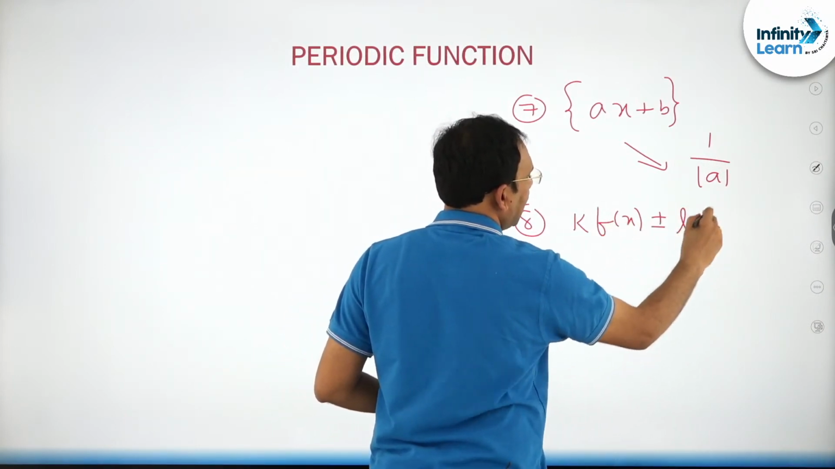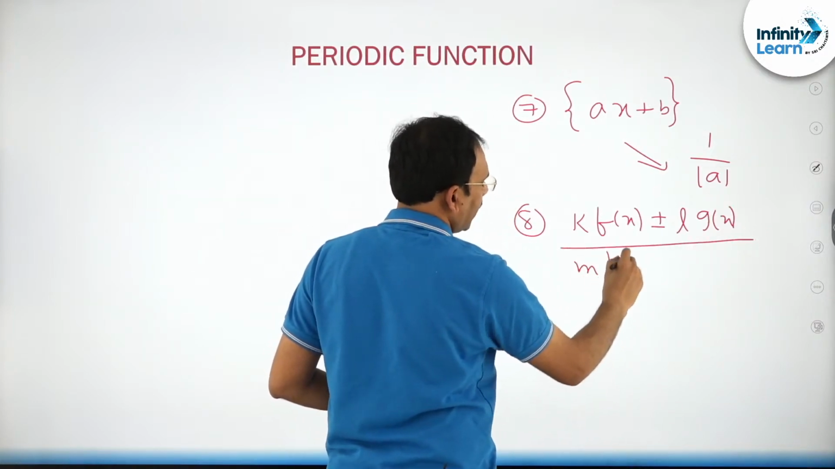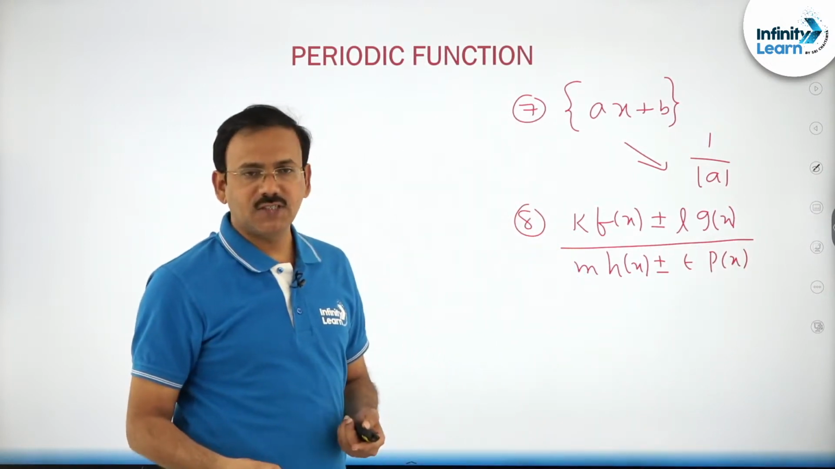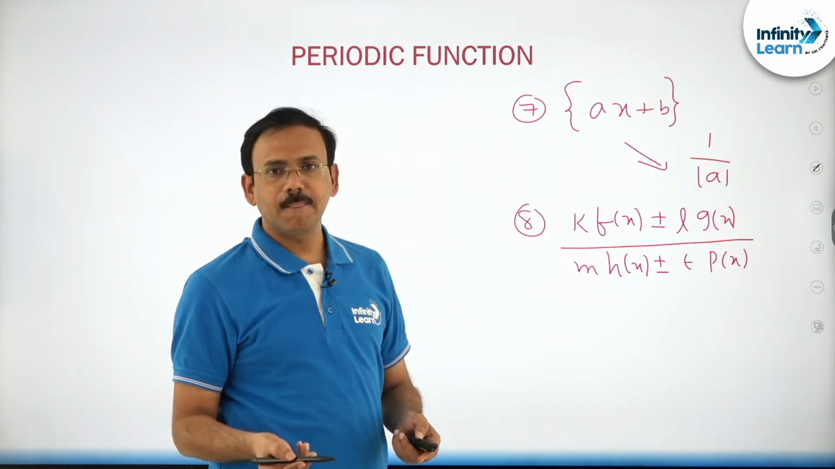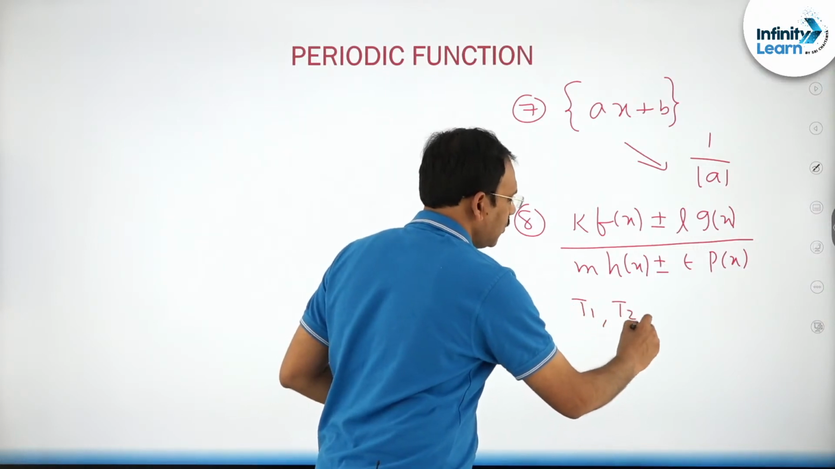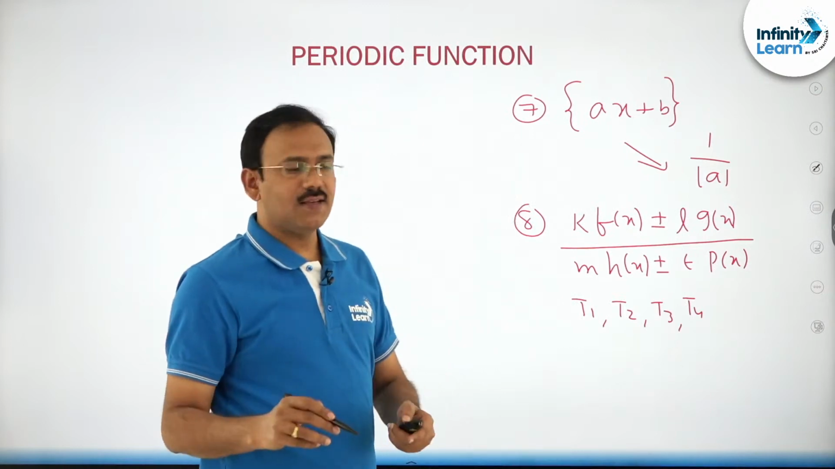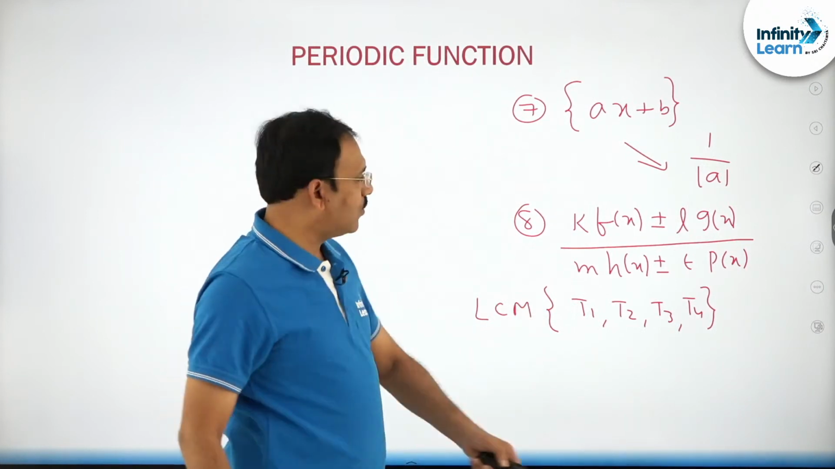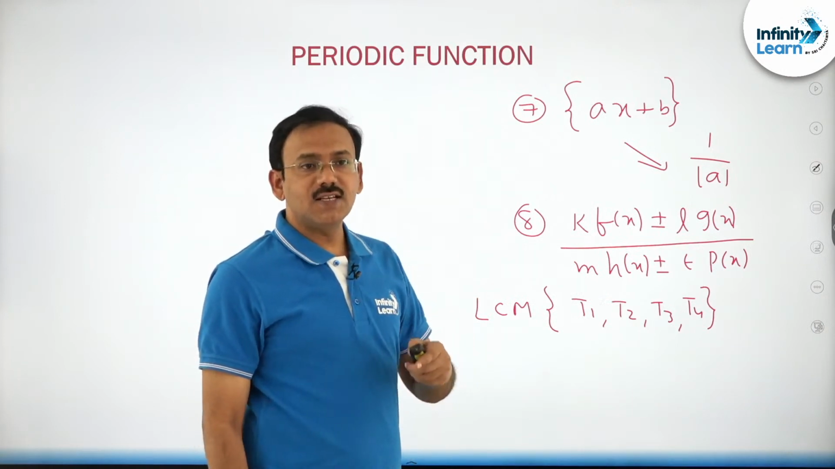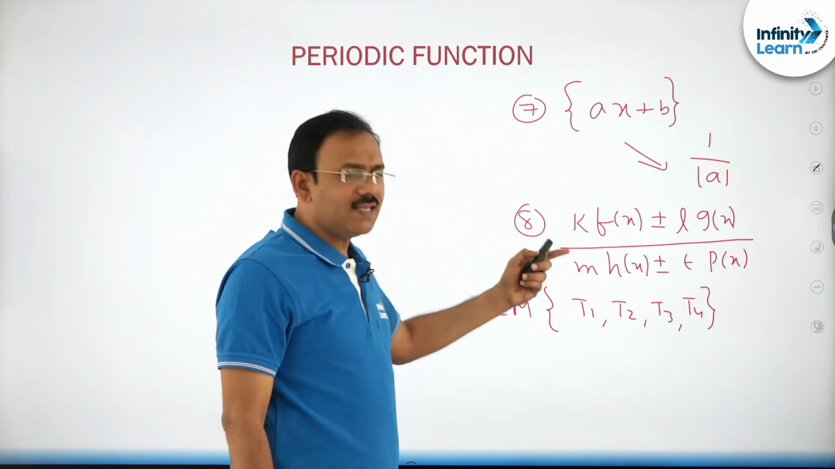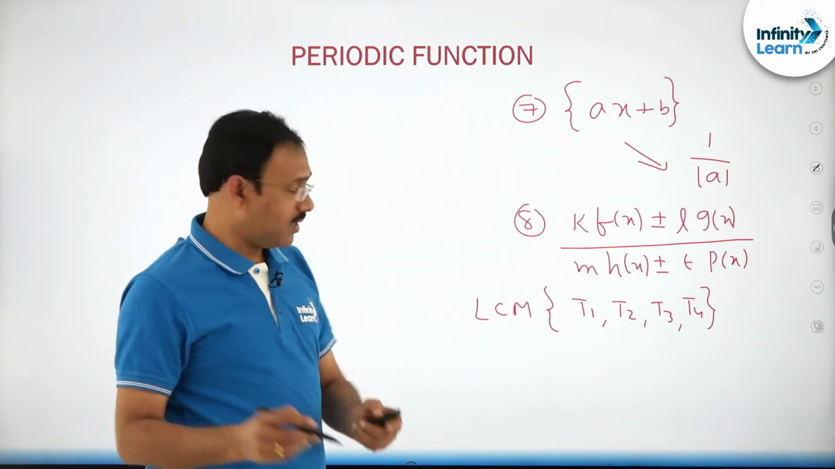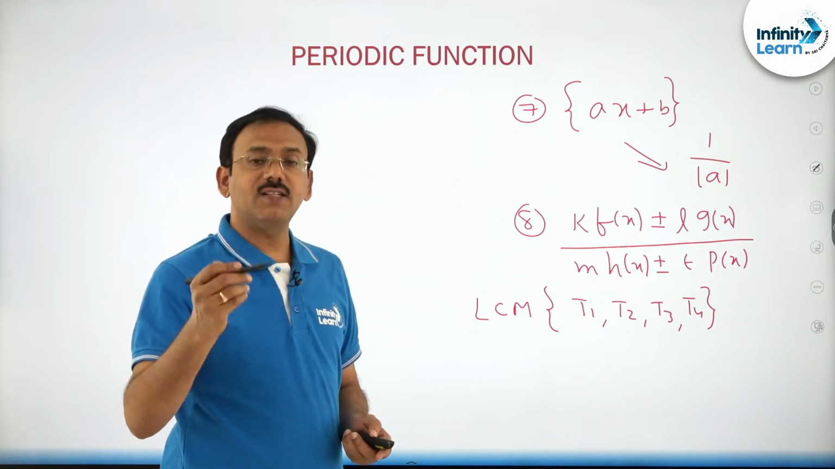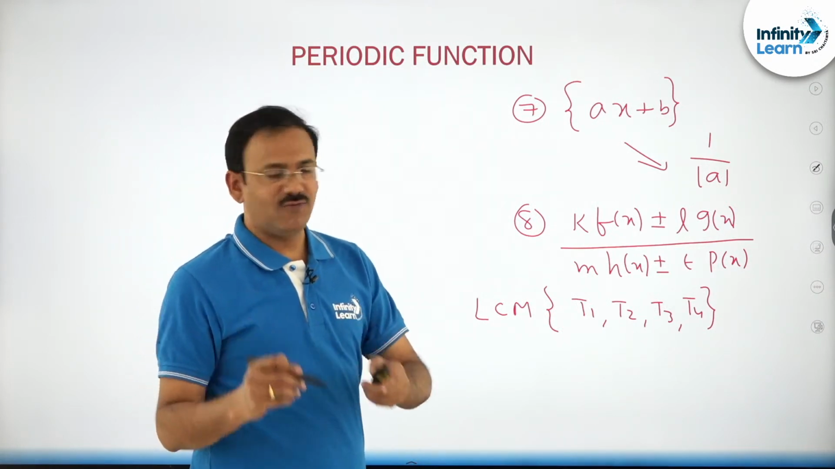Then friends, if you are given a combination of certain functions, like k f of x plus or minus l g of x by m h of x plus or minus t p of x, where all 4 are periodic with different periods, say t1, t2, t3, t4, you try to take the LCM of these periods, which will give you the period of this function. Sometimes there is a chance to get its submultiple also. So I say that when a combination is given, the period is either the LCM of these or its submultiple. Suppose its LCM is t, sometimes it can be t by 2, t by 3, t by 4 also. Please check the situation and proceed further. This is point number 8.